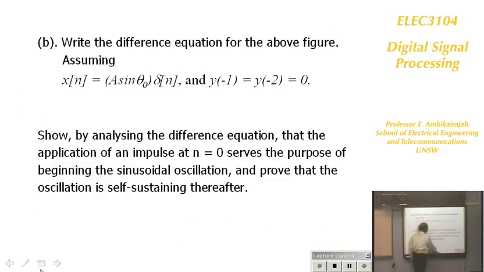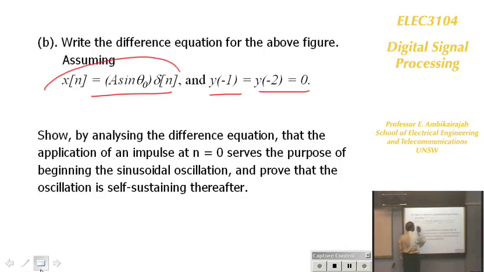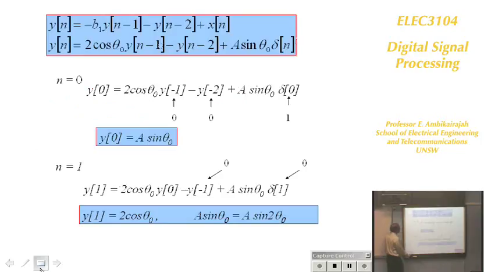Here is the second part. It says that your input is this given, and the output initial conditions are 0. If that's the case, as soon as you give this input, the system oscillates, continuously oscillates, it's self-sustaining. You have to show that. How do you do that? You go back to your equation. This is our equation for an oscillator, and I have an input now. Input is given by that.